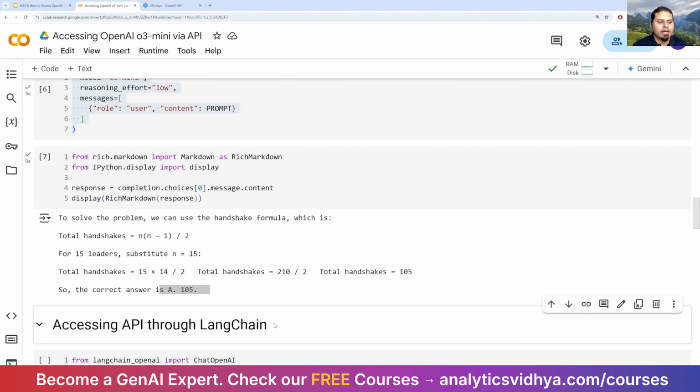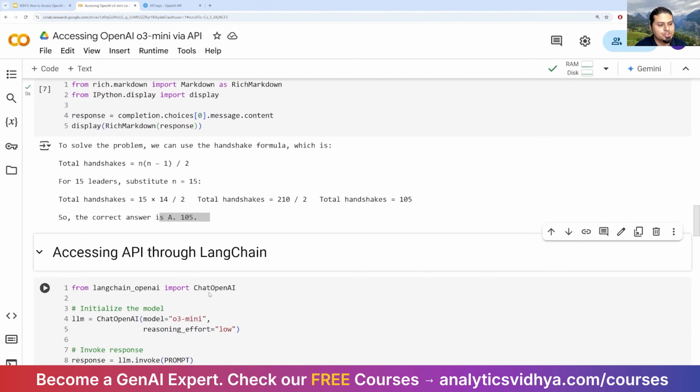So now let's see how we can do the same thing in terms of accessing the OpenAI o3-mini LLM through the API using LangChain. So LangChain is a nice library which can help in building generative AI applications, agentic systems. The first step is to import ChatOpenAI.